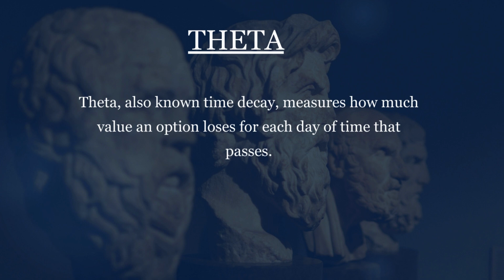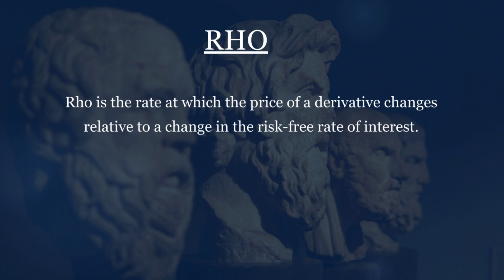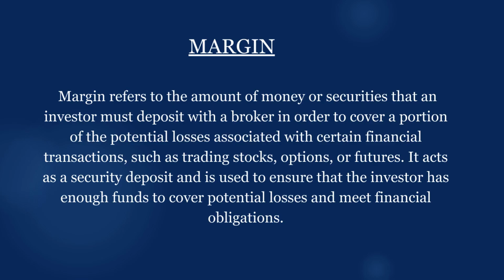Moving on to theta. Theta, also known as time decay, measures how much value an option loses for each day of time that passes. And last up is rho. Rho is the rate at which the price of a derivative changes relative to a change in the risk-free rate of interest.